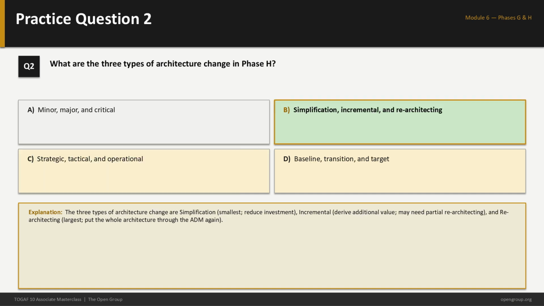Question 2. What are the 3 types of architecture change in phase H? Pause to consider your answer. The correct answer is B, simplification, incremental, and re-architecting. The 3 types of architecture change are simplification, smallest, reduce investment; incremental, derive additional value, may need partial re-architecting; and re-architecting, largest, put the whole architecture through the ADM again.